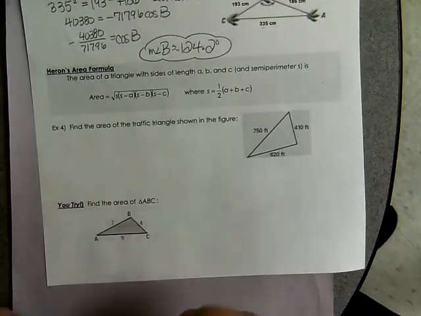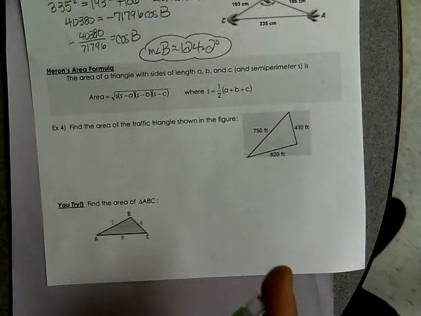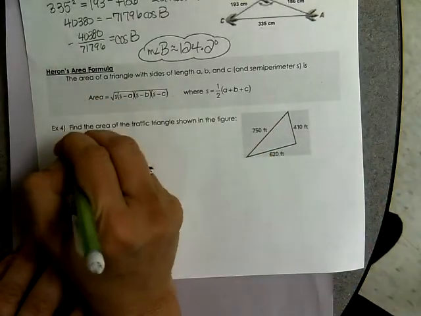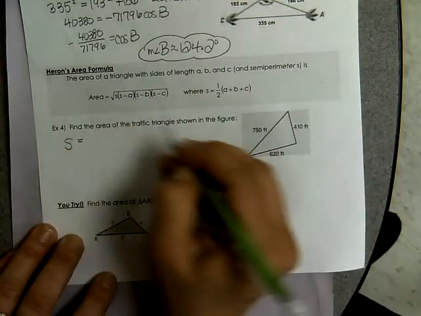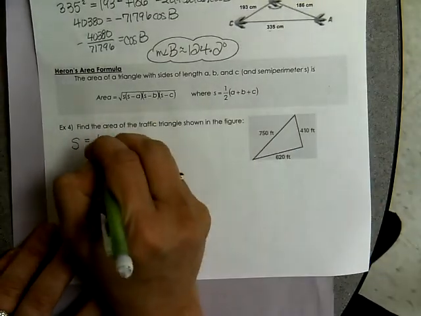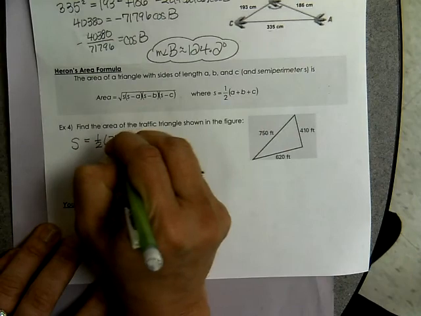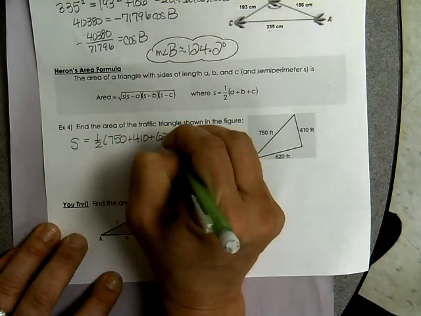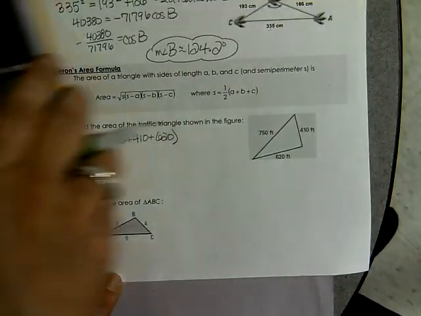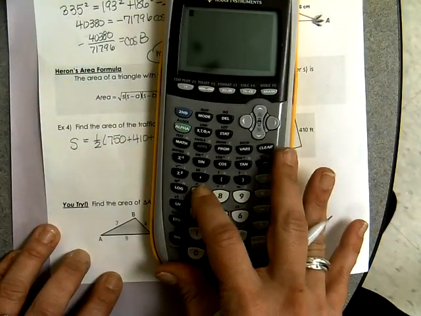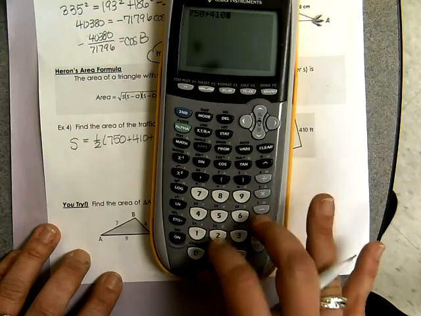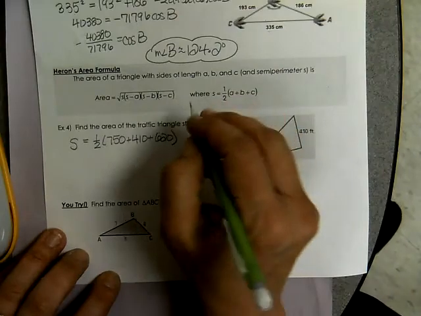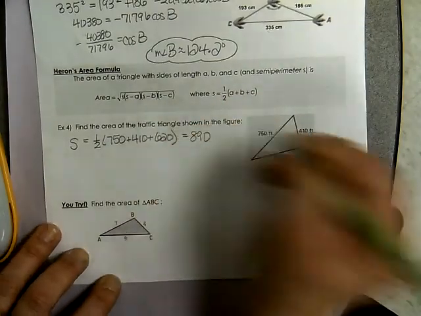So this says, find the area of the traffic triangle shown in the figure. I've never seen a traffic triangle. I don't even know what that is. But here's what we would do. The first thing we do is we find the semi-perimeter. So we're going to take S equals 1/2, and we'll add the 3 sides together, 750, 410, and 620, okay? So we can even do that here. We can take 750 plus 410 plus 620, divide that by 2. We find that the semi-perimeter is 890.